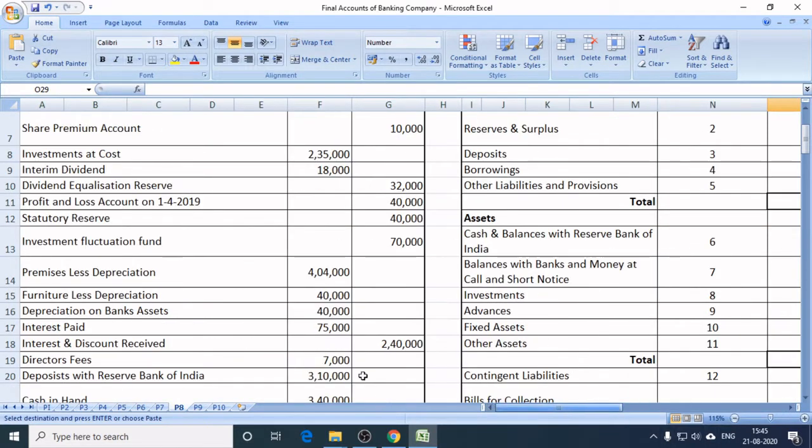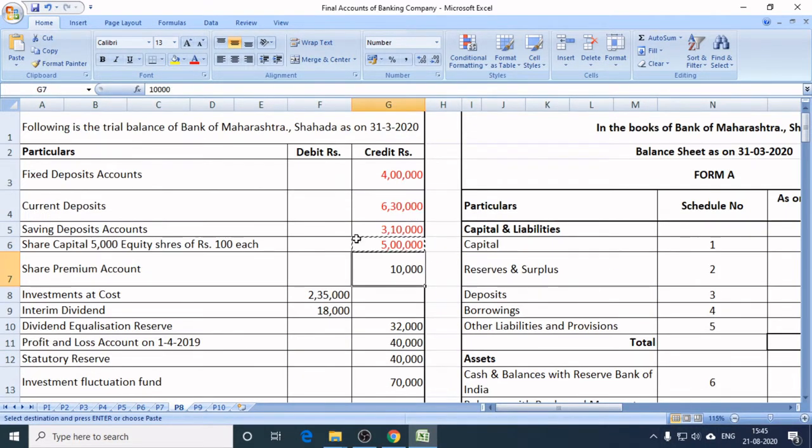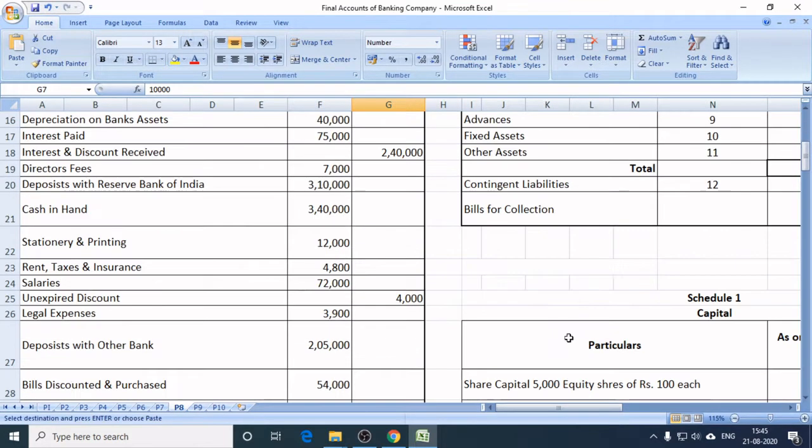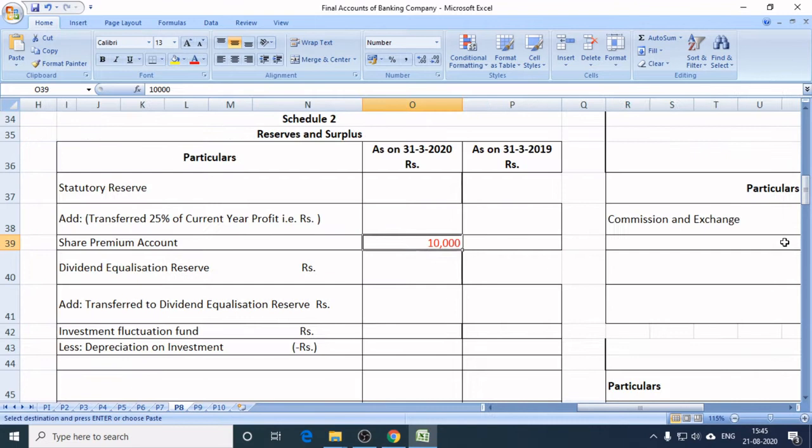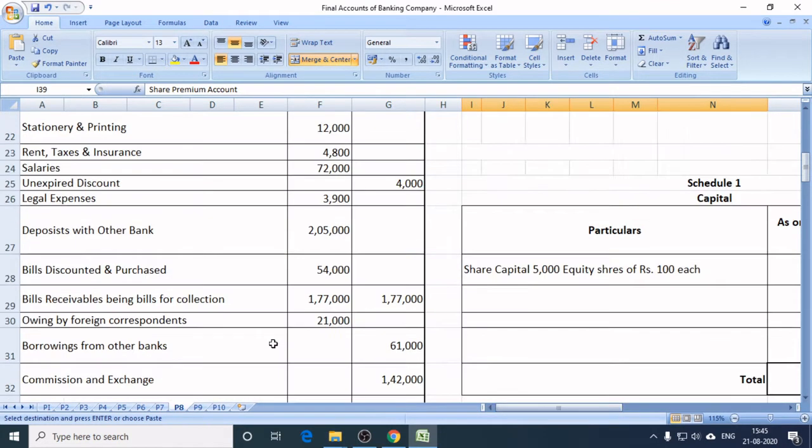Now the next in the problem, we have share premium account. It also has a credit balance and it is bank's liability, and we will show it under schedule number 2 reserve and surplus. Actually it is the opening balance of share premium account. This account is created when shares are issued at premium by an entity.